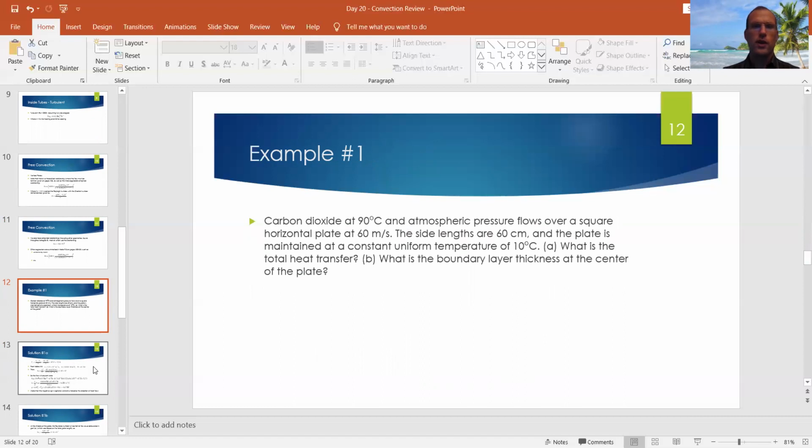So first example: carbon dioxide at 90 degrees Celsius and atmospheric pressure flowing over a square horizontal plate at 60 meters per second. Side lengths of the plate are 60 centimeters. The plate is maintained at a constant temperature of 10 degrees. We want to know the total heat transfer. And secondly, what's the boundary layer thickness at the center of the plate?